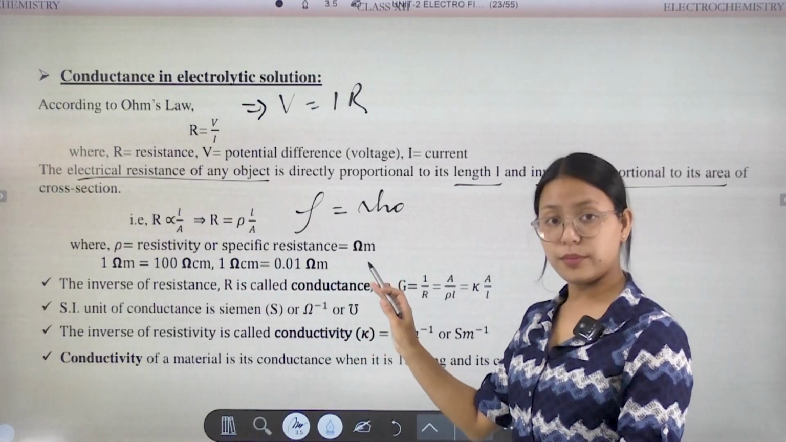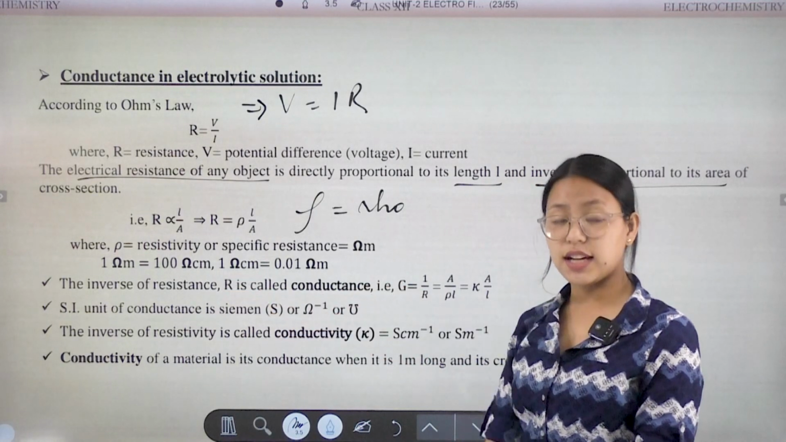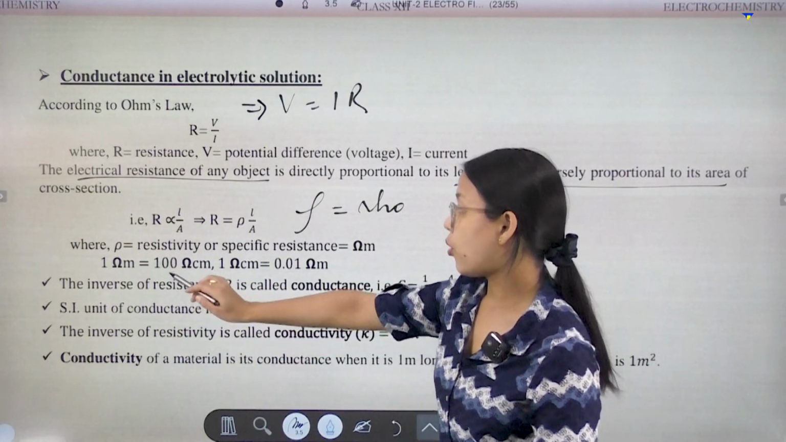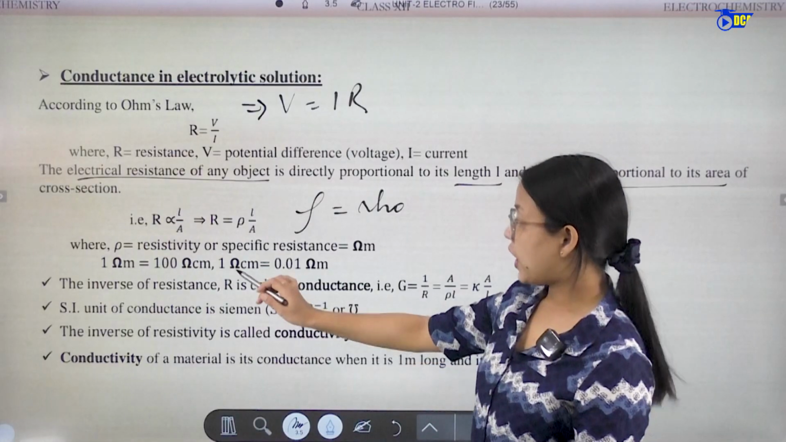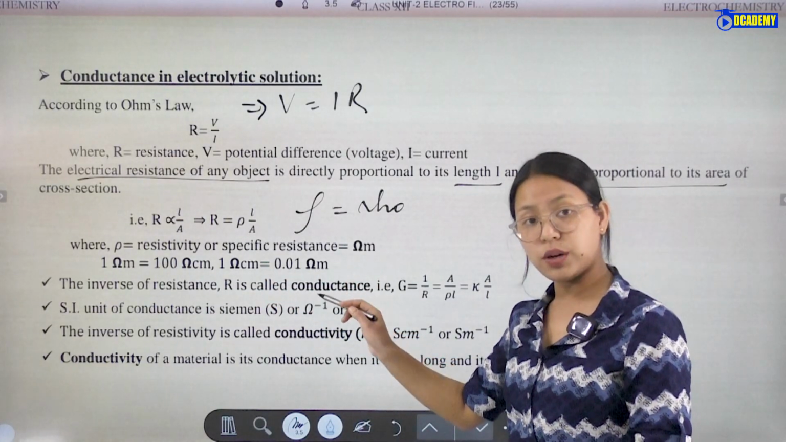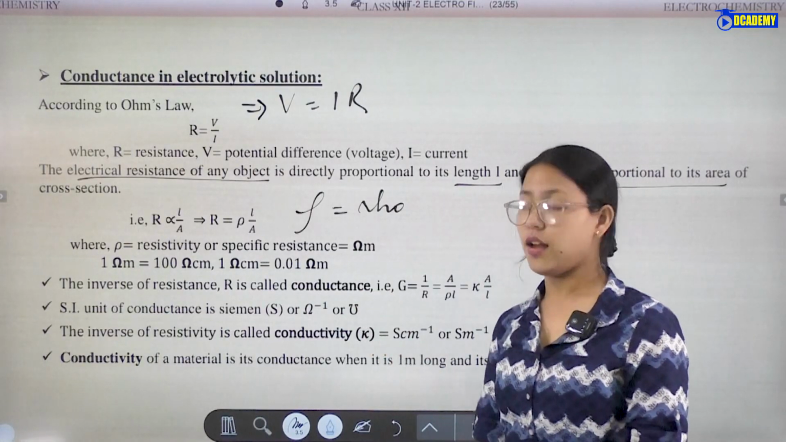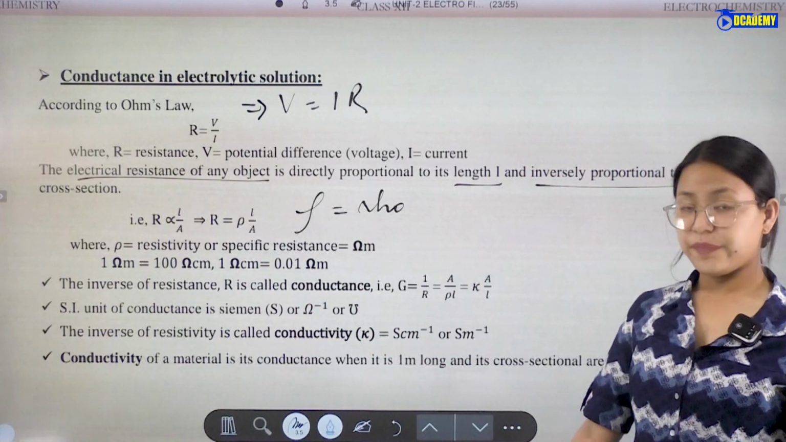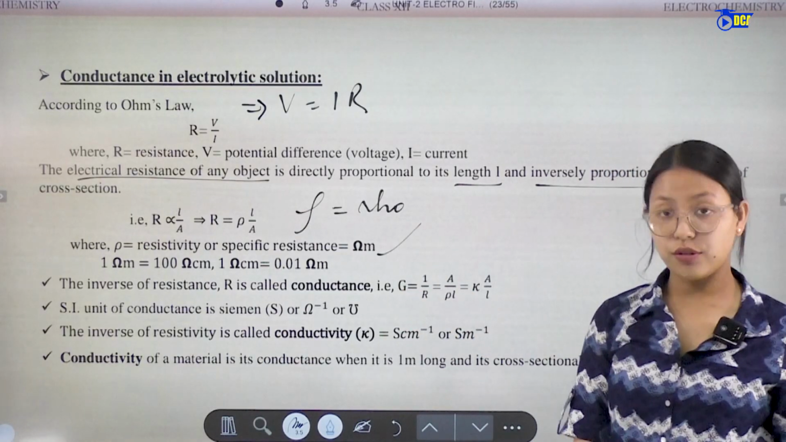Its unit is ohm meter, and 1 ohm meter is equal to 100 ohm centimeter. 1 ohm centimeter is equal to 0.01 ohm meter. Now, the higher the specific resistance, the higher the rho.